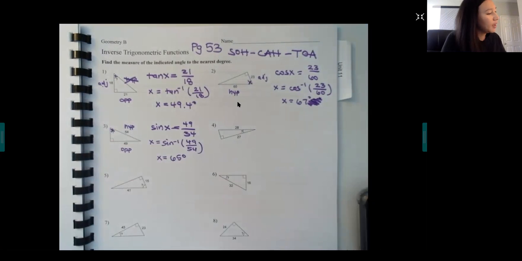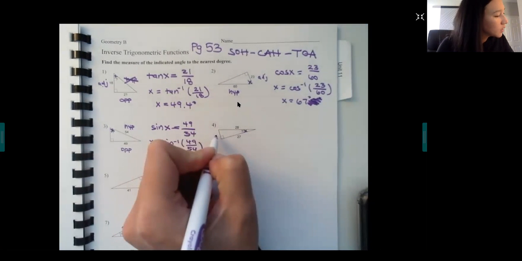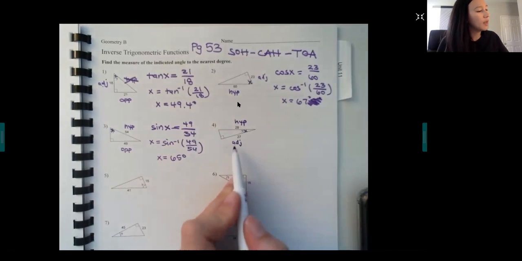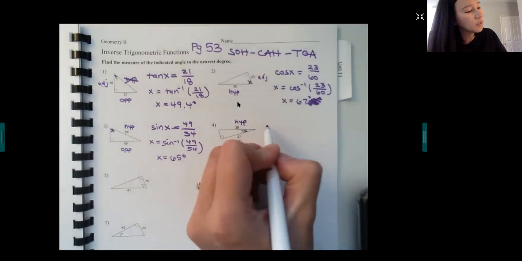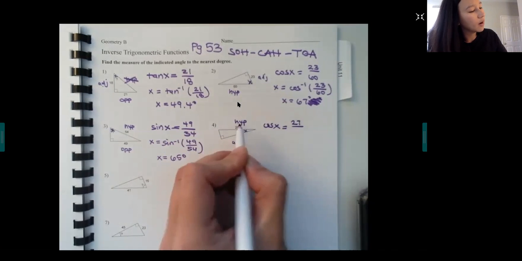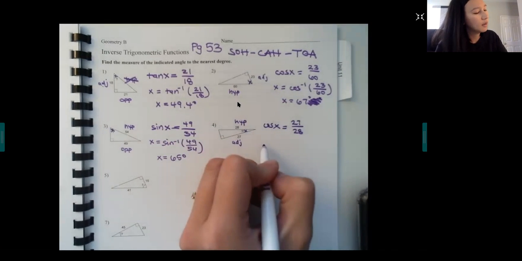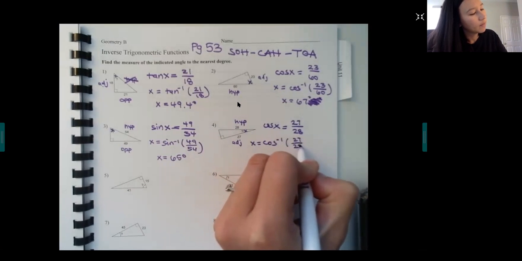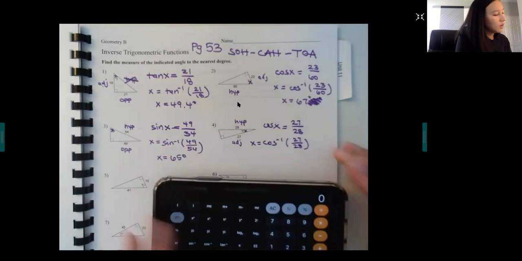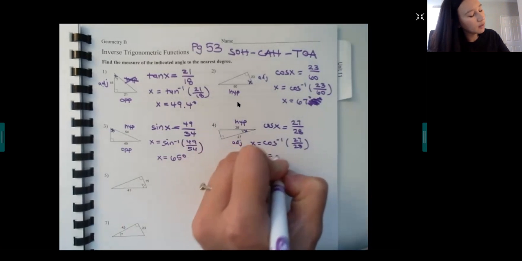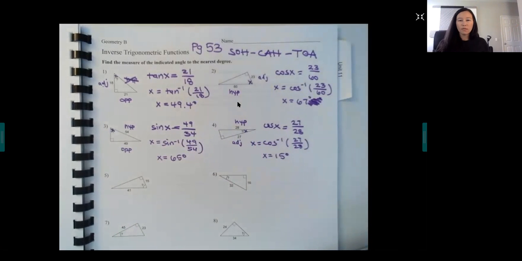Okay, and then for number 4, here's our angle. So we have our adjacent side and we have our hypotenuse. So the one that uses the adjacent and the hypotenuse is cosine. And our adjacent side is 27 over our hypotenuse, which is 28. We take our 27 divided by 28, and then the inverse cosine. So that one would be 15 degrees. Any questions on number 4?